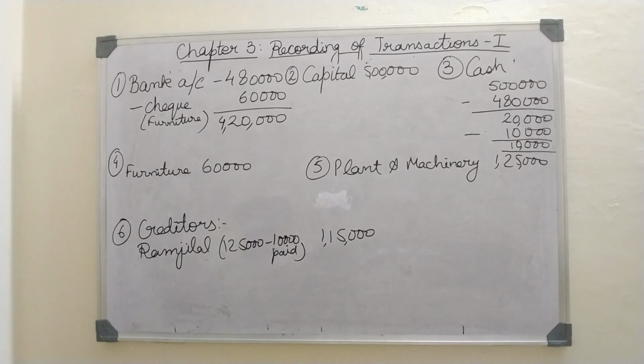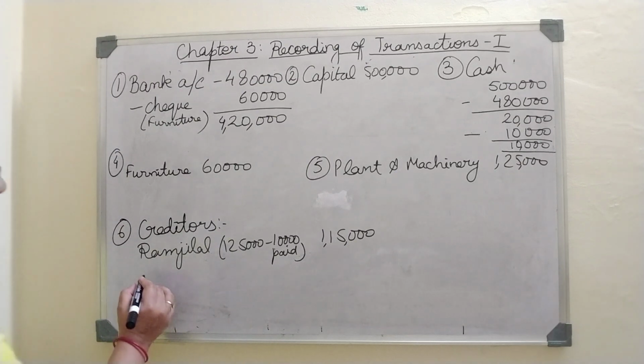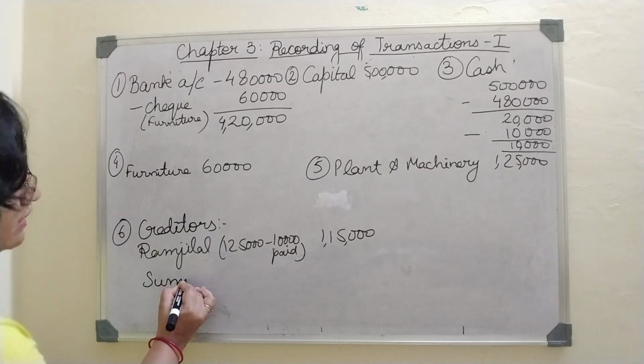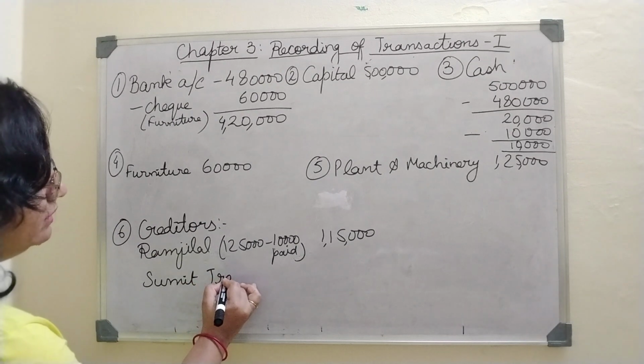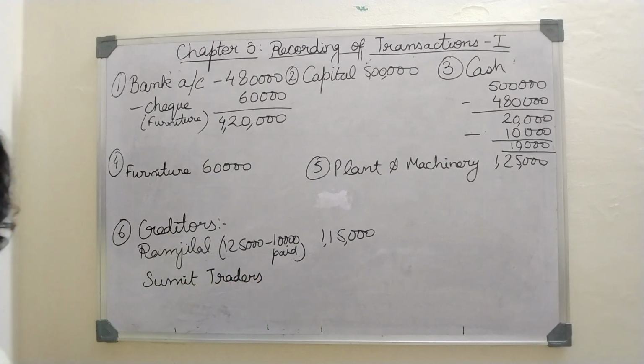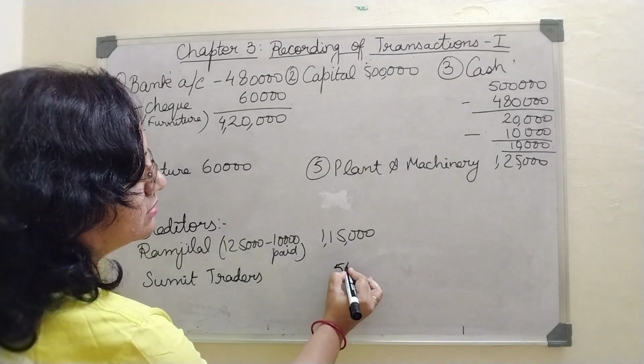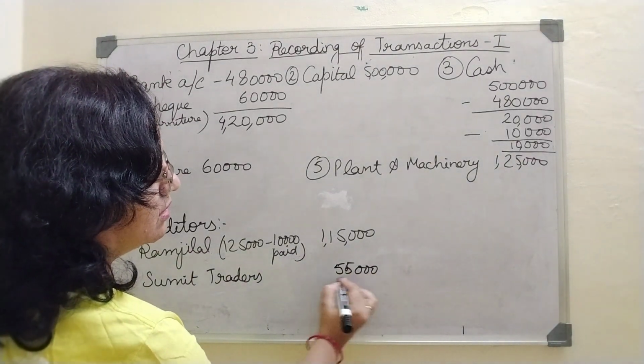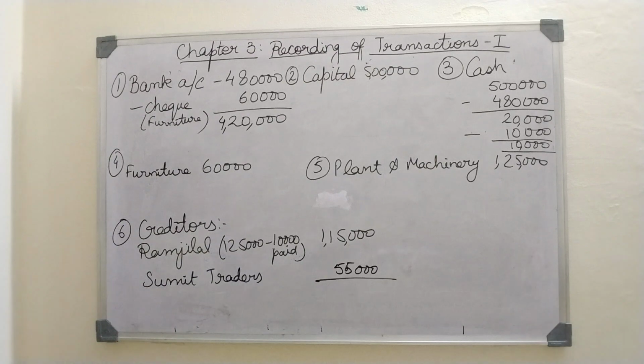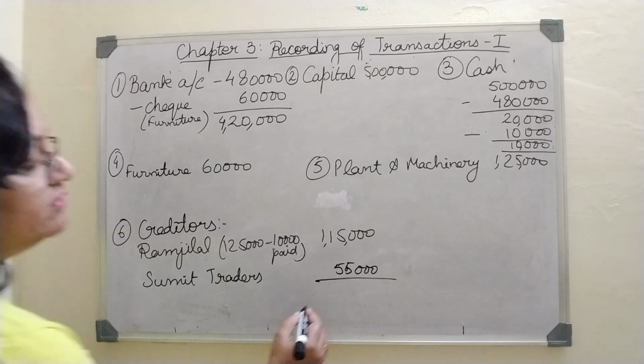Goods purchased from Mr. Sumit Traders for rupees 55,000. So Sumit Traders is again our creditor because I have to pay him money, right? No one will give me free of cost. So Sumit Traders is for 55,000. So we can see that our creditors come to 1,70,000.